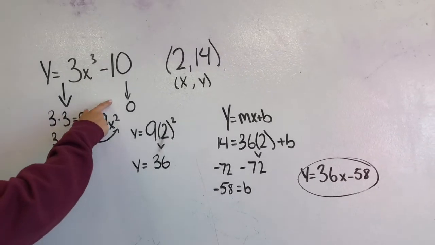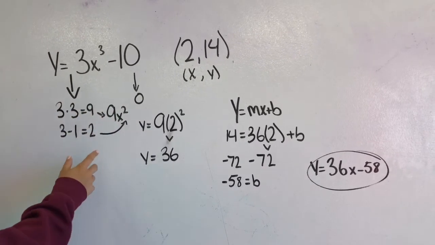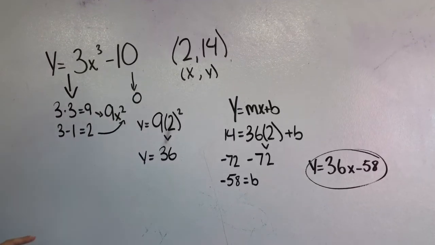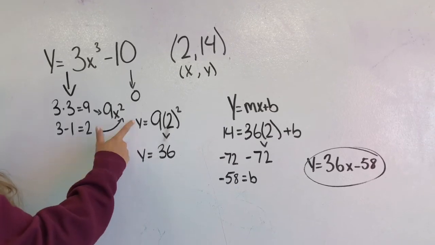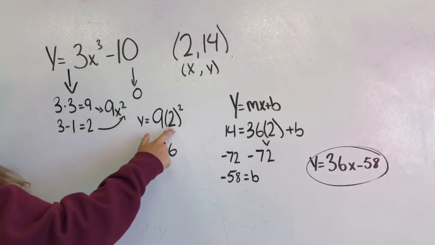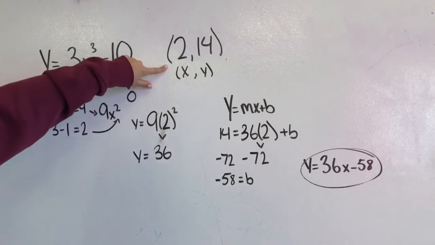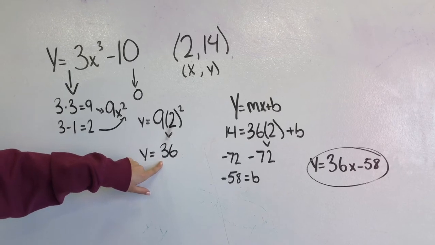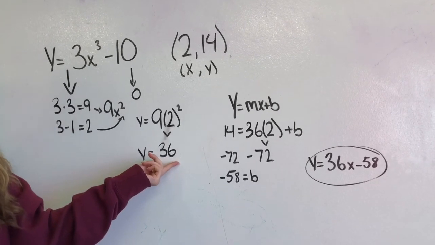And so then the derivative of -10, since there's no variable attached to it, that's just 0, so we can forget about that. So we'll just rewrite that here, y equals 9x squared, and here we already plugged in the x point here, which is 2, and solved for that to be 36. And then with that, this is our slope of the tangent line.